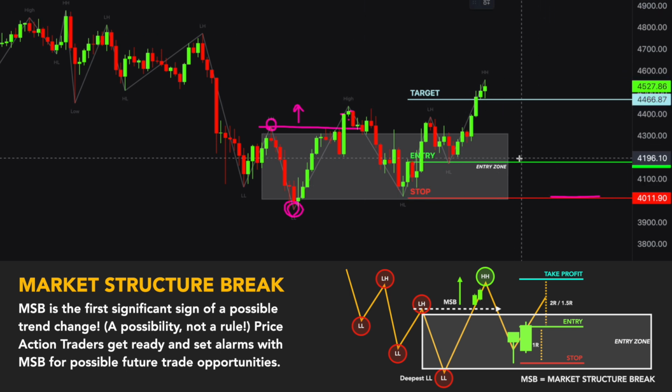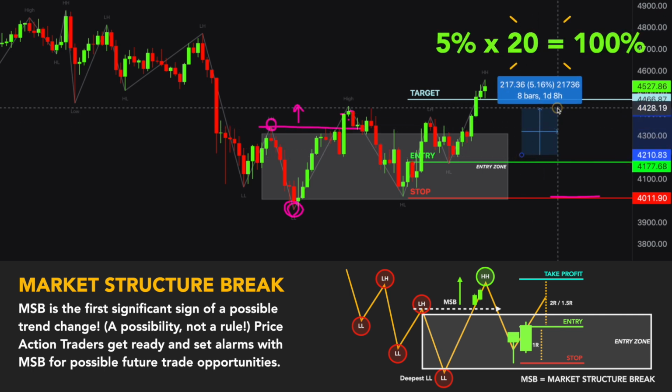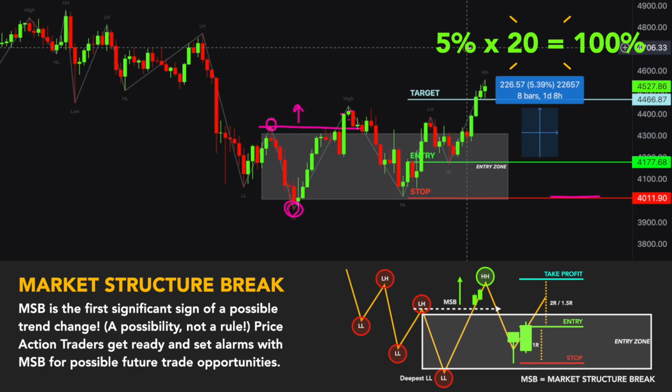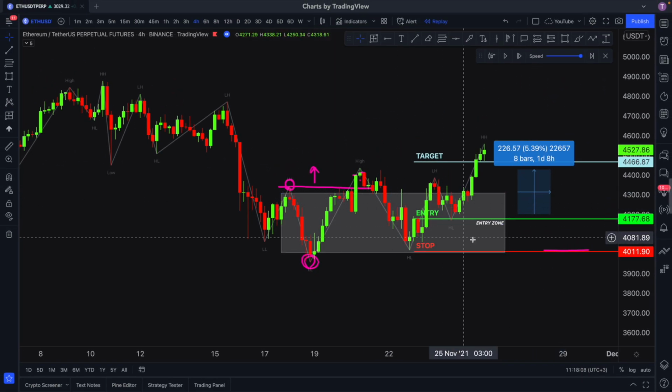However, don't worry, I'll show you how to target specific supply and demand zones in the future. As you can see, this is an almost 5% trade with 20x leverage. The end profit would be over 100%.